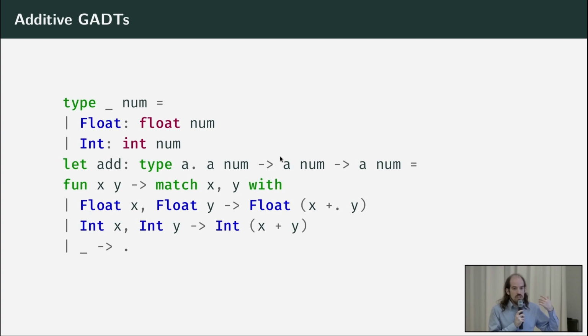So GADTs allow you to group together types that belong to the same family while still keeping type level information about the different branches. So here I'm saying that my type takes a float argument and returns a float, and the same thing for the int type, which means that my addition function works on the same type, which means that I can only add int to int and float to float.